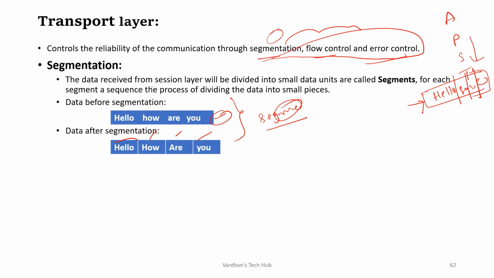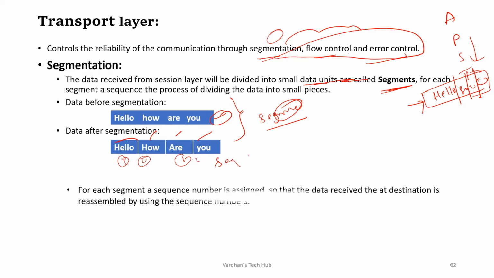Okay, so here whatever data is received from the session layer will be divided into smaller data units called segments. And for each segment a number will be assigned. That is called the sequence number. So let's see what the sequence number is.